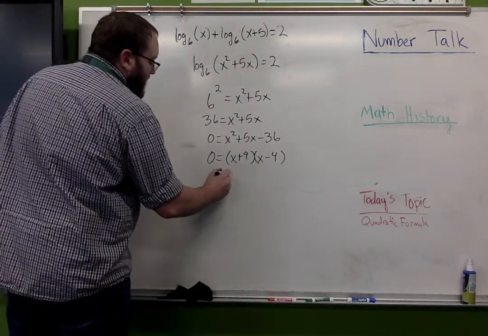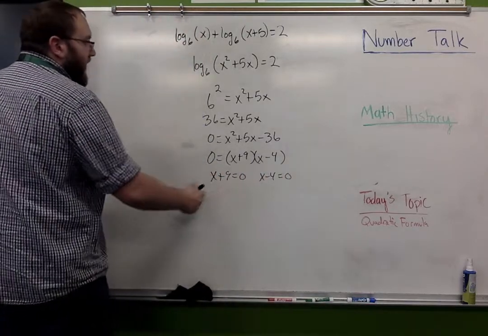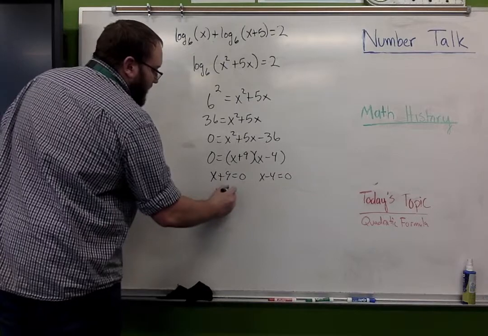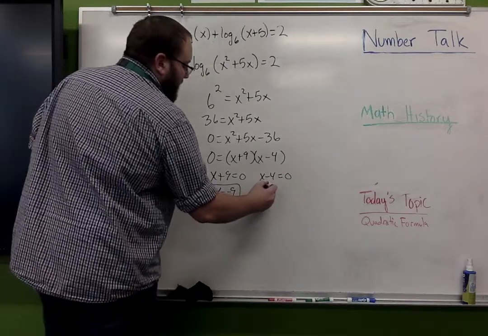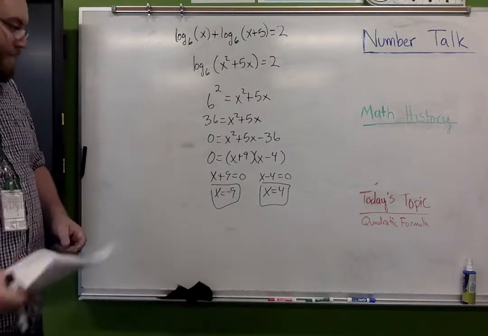Set each factor equal to 0. Subtract 9 from both sides, x equals negative 9. Add 4 to both sides, x equals 4. Okay, now we got to check.